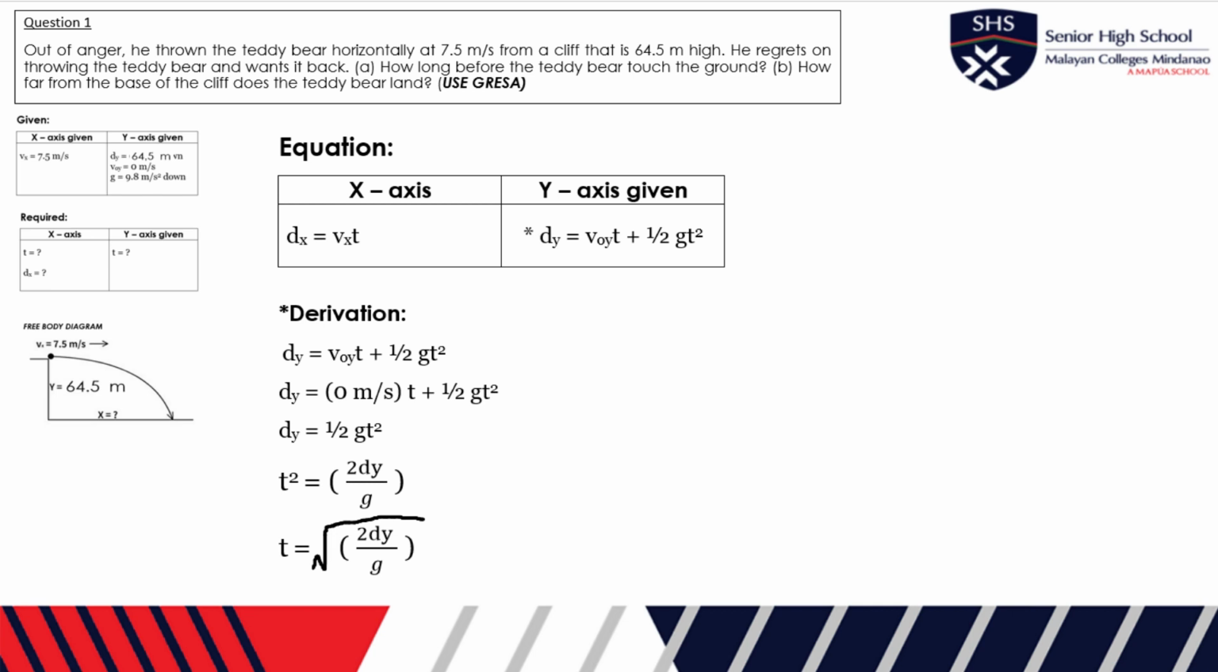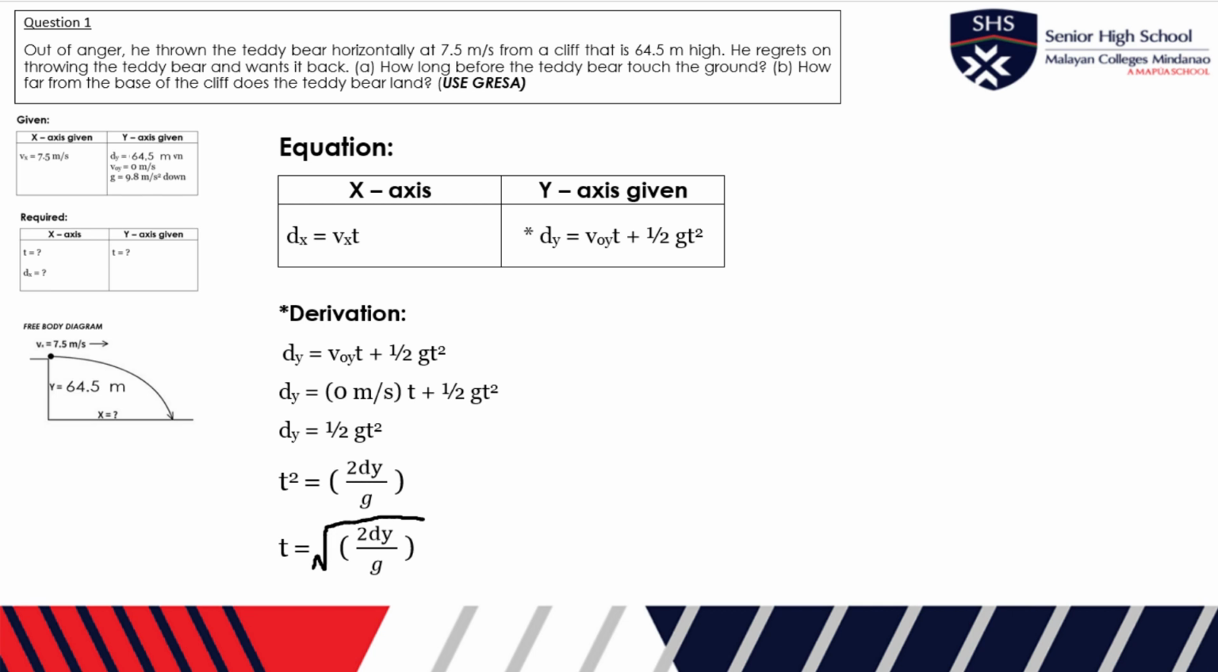in the y-axis givens. The y-axis equation is d sub y is equivalent to v sub oy, or the initial velocity in the y-axis, multiplied by time, plus 1 half multiplied by the acceleration of gravity multiplied by time squared. Always remember that not all of the variables are needed or beneficial for solving a particular problem. With that, derivation is very important. So we're just trying to look for the time.